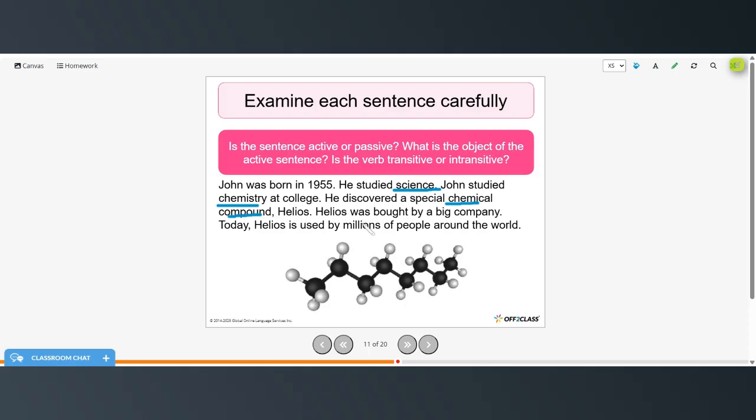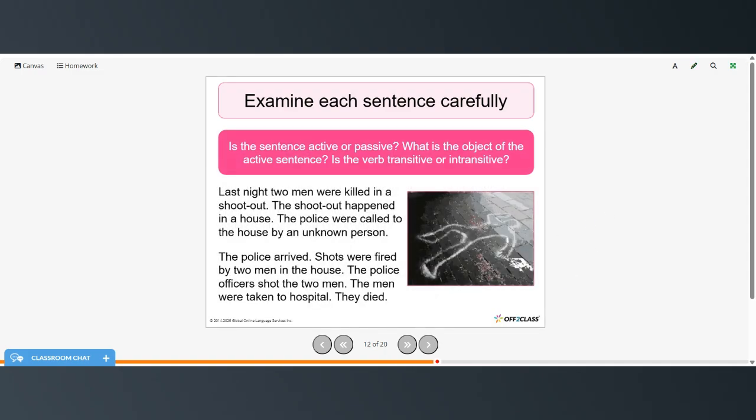Helios was bought by a big company. So here, this one is already passive. And today, Helios is used by millions of people around the world. This one is already passive. Last night, 2 men were killed in a shootout. So here, this one is already passive.